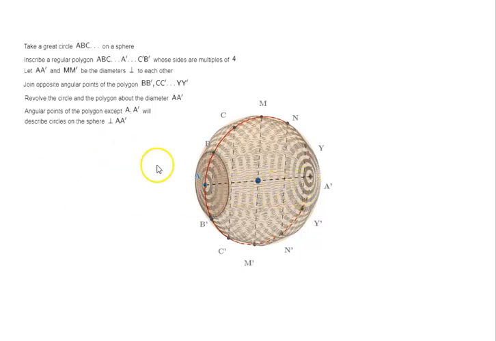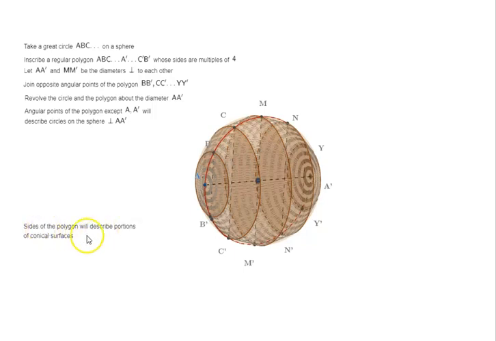So this is one of the circles that is formed by the angular point D as it rotates around the axis A'A. Similarly, C, when it rotates, forms this circle. This circle is formed. This circle is formed. And finally, this circle is formed.